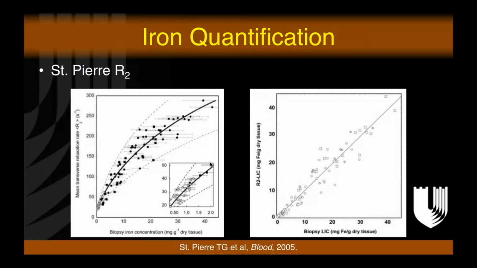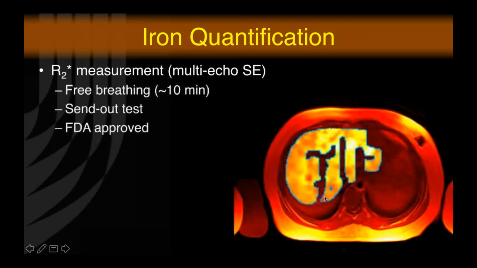So that in a nutshell is how it works. For R2, there was a lot of work done in the early 2000s correlating R2 values with biopsy-derived liver iron concentrations, and so we have calibration curves that directly relate the R2 value that's measured at MRI against the biopsied liver iron concentration. So you do your measurement, you calculate R2, and then you go along this curve to figure out what your liver iron concentration is going to be.